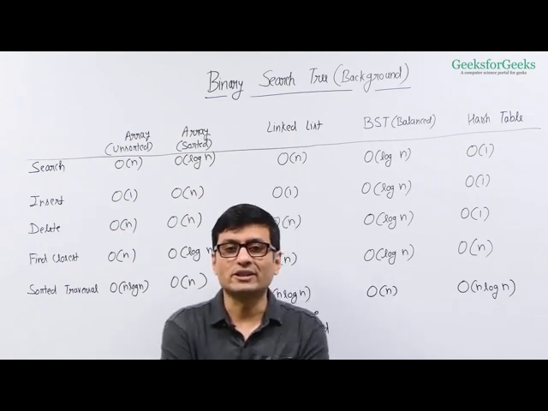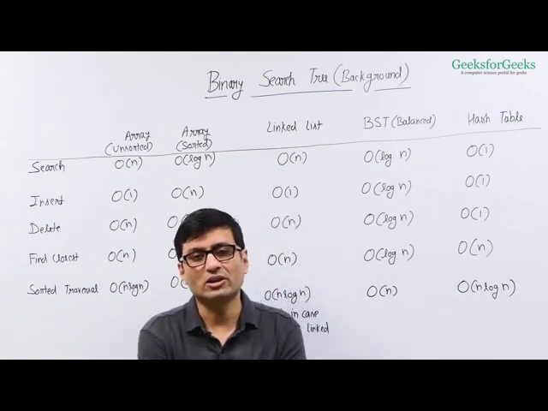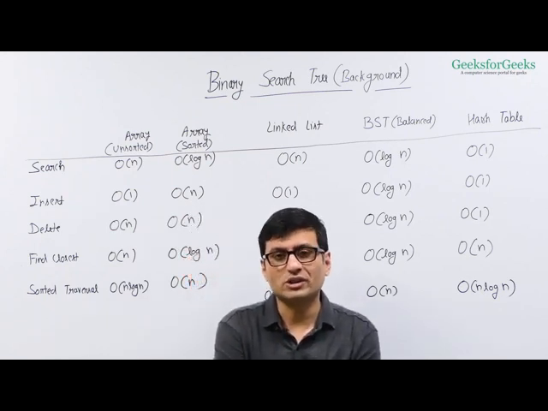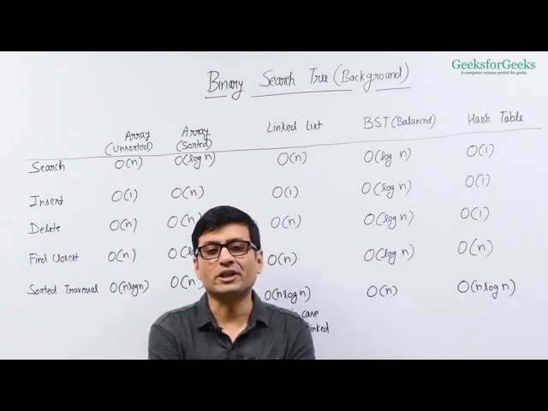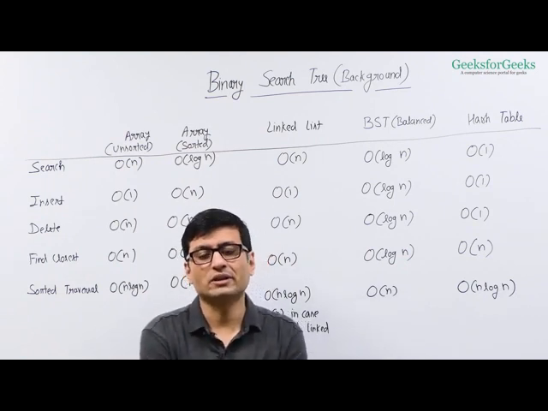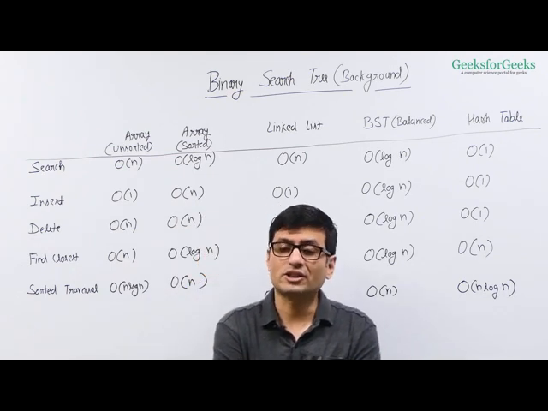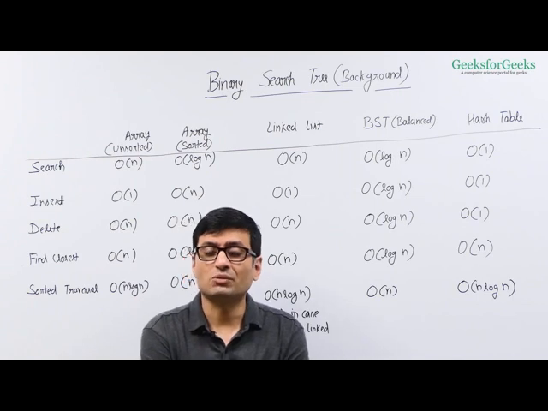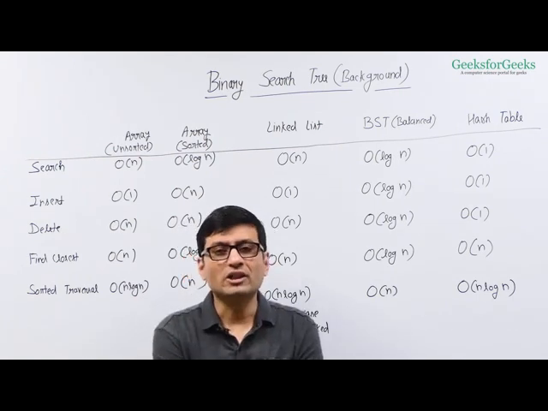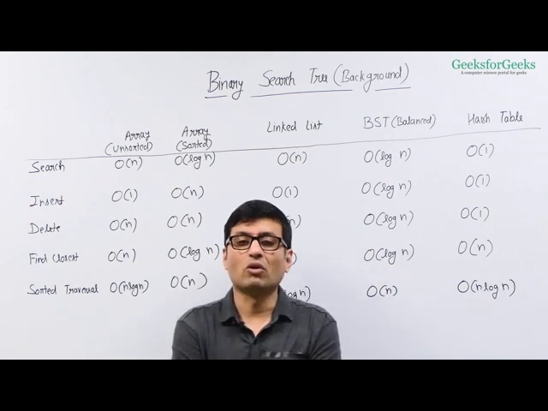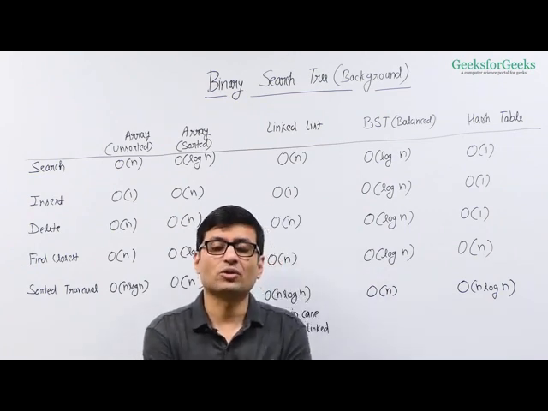Suppose this set contains integers like 5, 10, 30, 50, and if your input is 29, then the closest value is 30. Even if 29 is not present, we want to find out what is the closest value that is present. If your set contains strings, then you want to find out closest value alphabetically. The last operation we have is sorted traversal. We want to print all items of the set in sorted order.